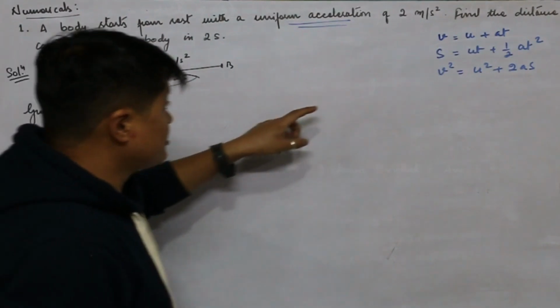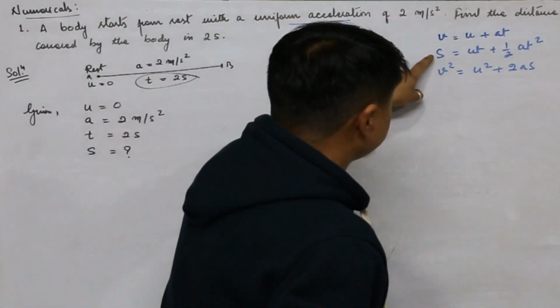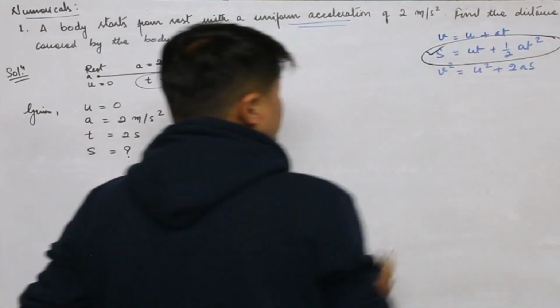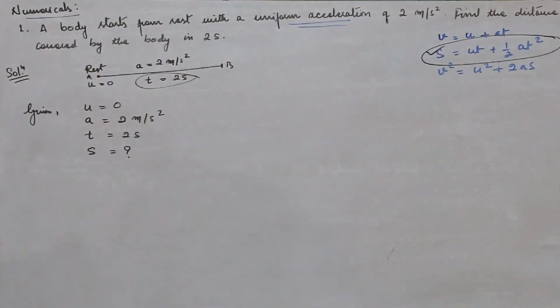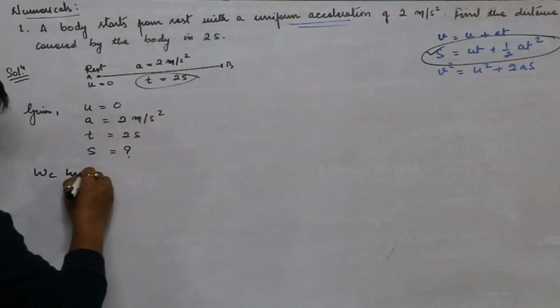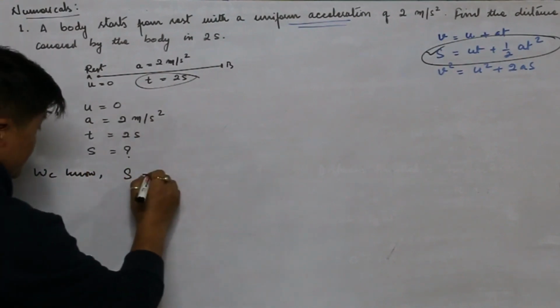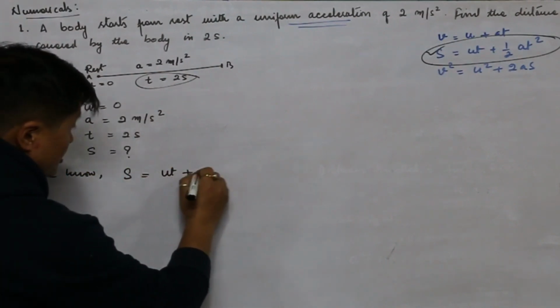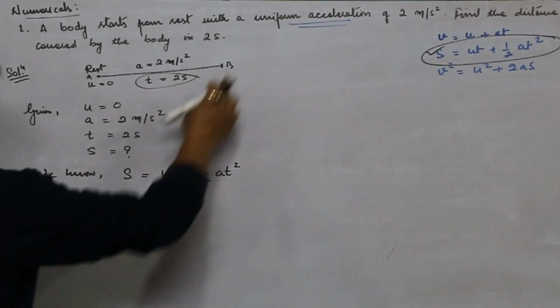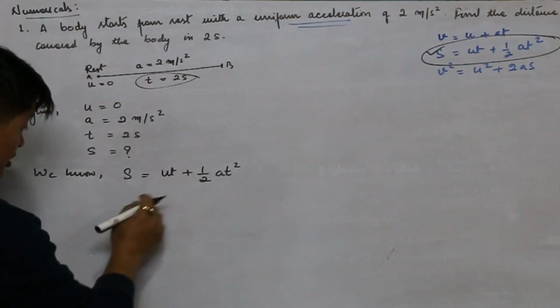The V is not here. In this equation where we don't see V, the second equation, and we have to find S. Okay, if you compare, it will be very easy. You'll come to know which equations we are going to use. Then we write here simply, we know S is equal to UT plus half AT square. Okay, this is uniform acceleration, that's why we are writing plus.